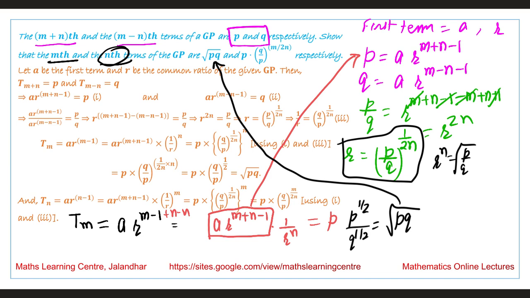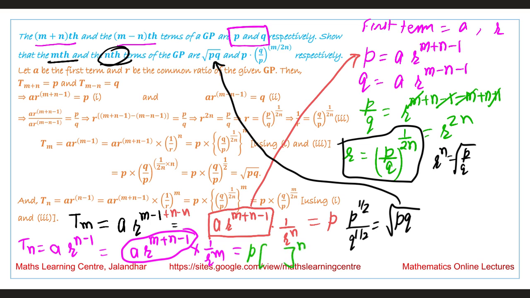Now the second thing we have to calculate is the nth term. We are talking about Tn. We are writing it is AR raised to the power n minus 1. This is equal to AR raised to the power m plus n minus 1 into 1 by R raised to the power m. Now again, AR raised to the power m plus n minus 1 is equal to P, into power m over here, and the value of 1 by R we have is P by Q raised to the power 1 by 2n.